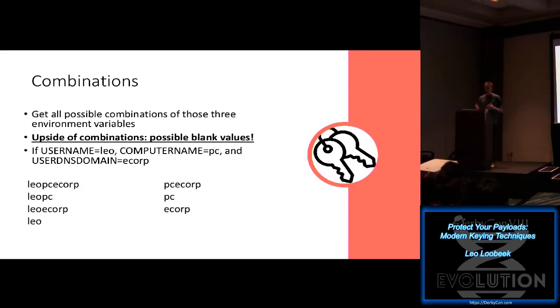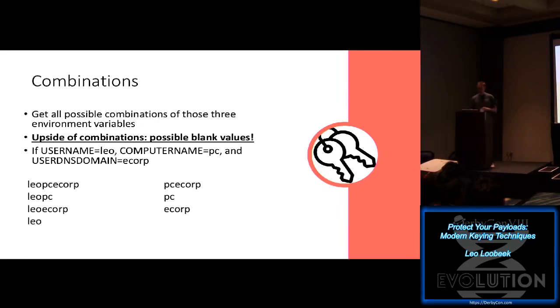So basically, we're going to get all the combinations of username, computer name, and user DNS domain. So from those 3 values that was really just looking like one key, now it turns out to be 7 possible keys. And what's really nice is you can use blank values. So let's say I only knew the username and the computer name, but I did not know the user DNS domain. I could just encrypt those 2, but blue team would think I encrypted with all 3.